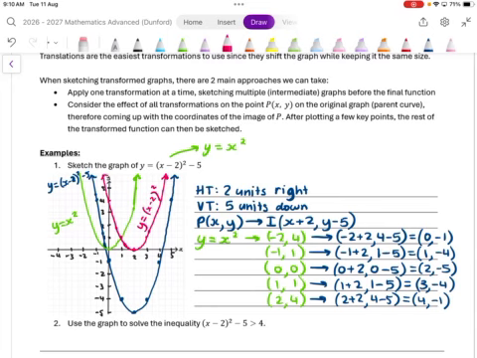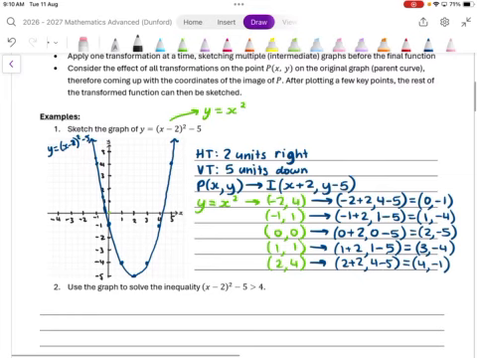So you can draw the green graph first, move it across to the pink graph, and then down to the blue graph if you'd like, or you can just do it the point way. Okay, part 2 of this question is asking us to use the graph to solve the inequality. So when we're being asked to solve the inequality, we're being asked to solve the inequality (x minus 2) all squared minus 5 is greater than 4.